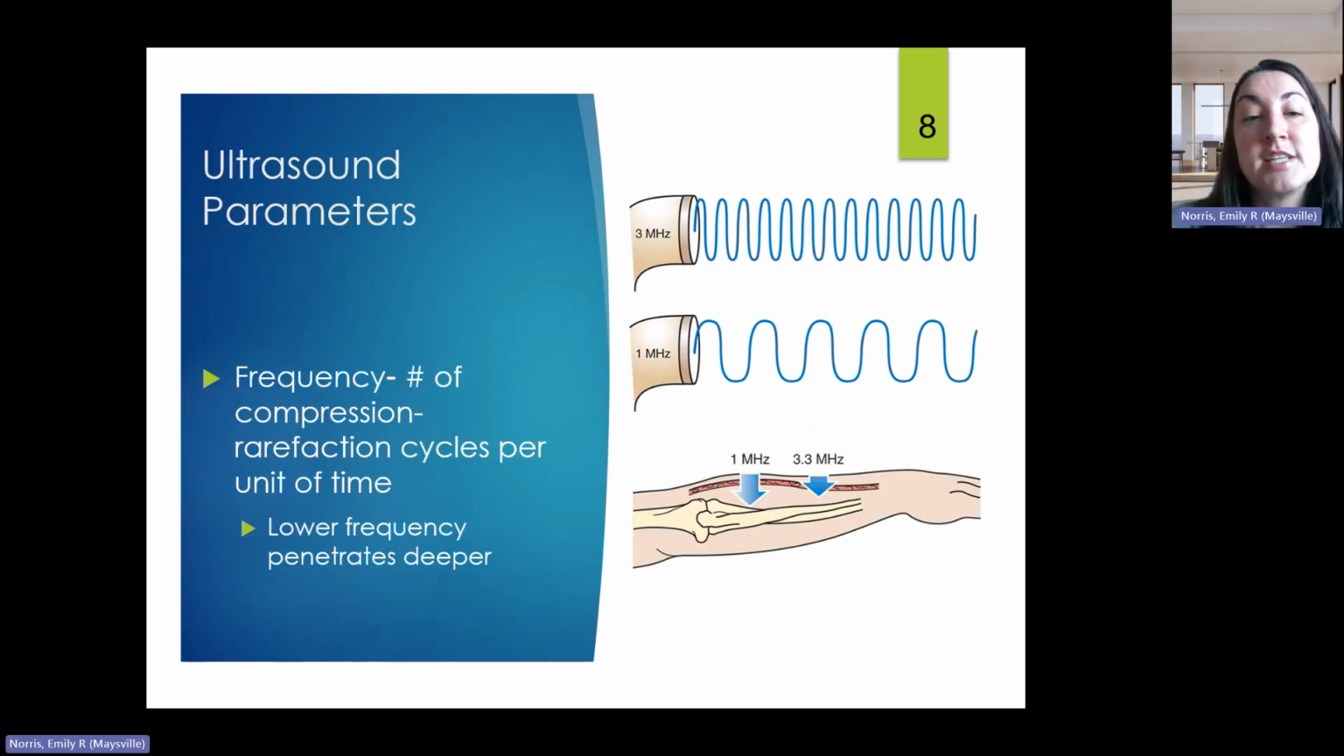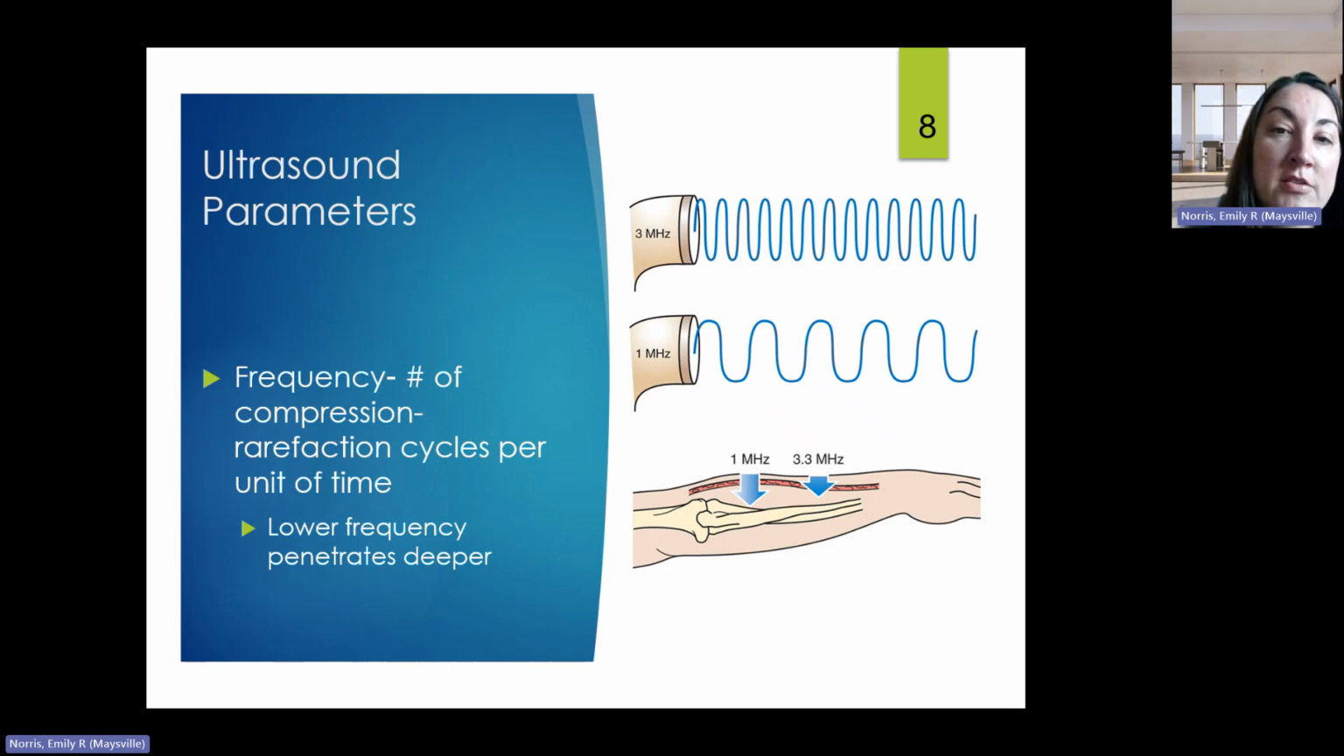So one of the parameters is frequency, which is the number of compression and rarefaction cycles per unit of time. Frequency is the number of those cycles per unit of time. The lower frequency actually penetrates deeper.